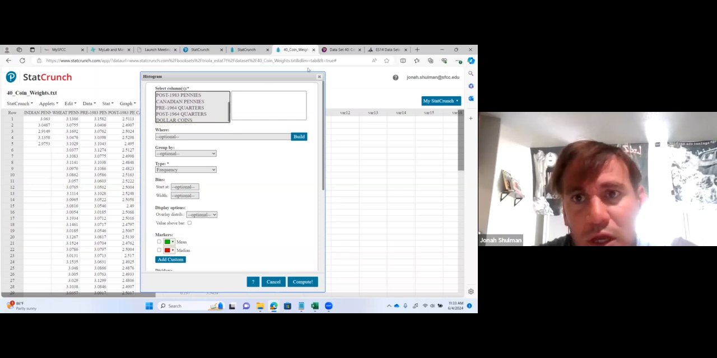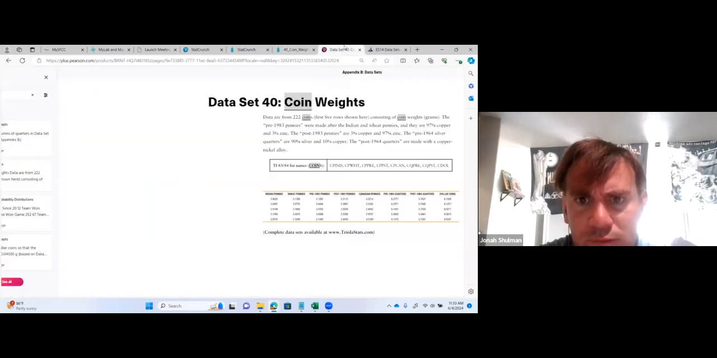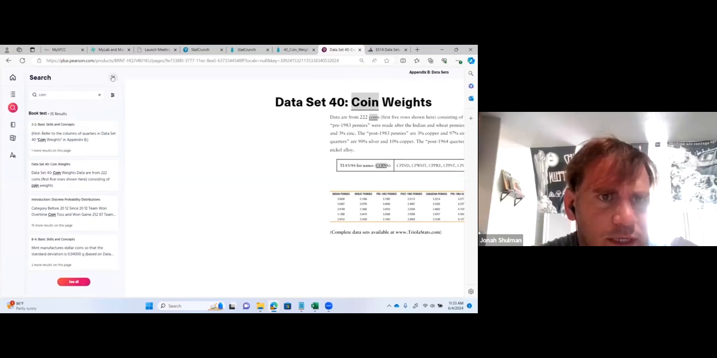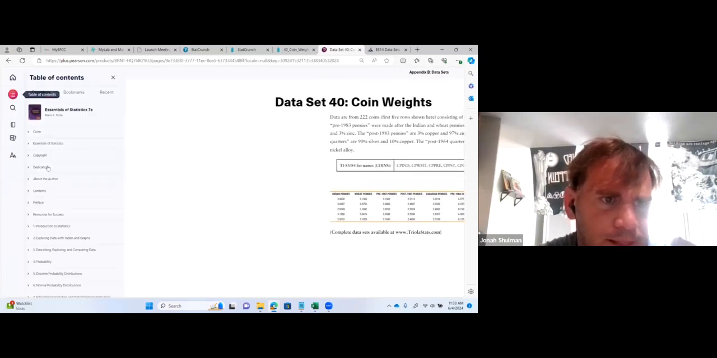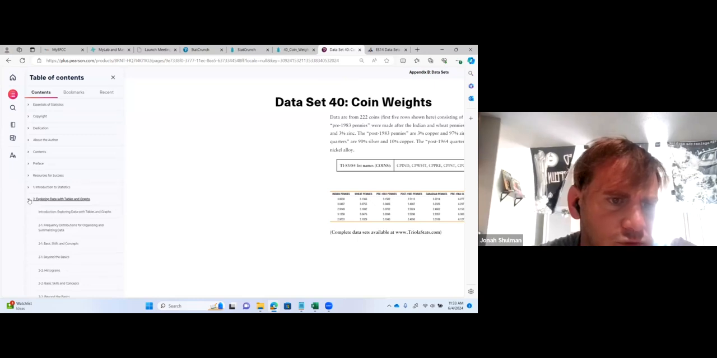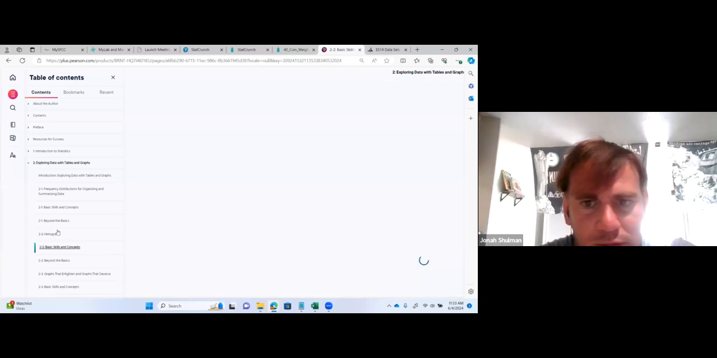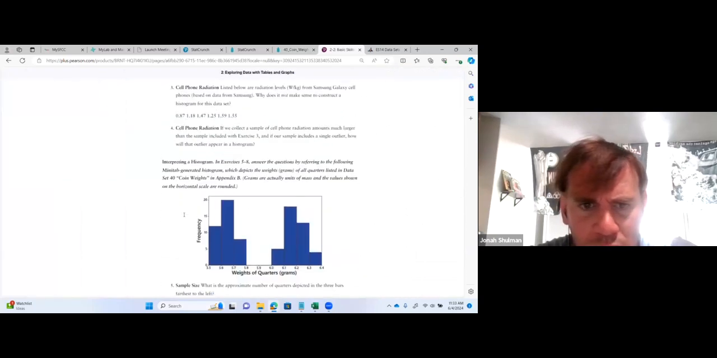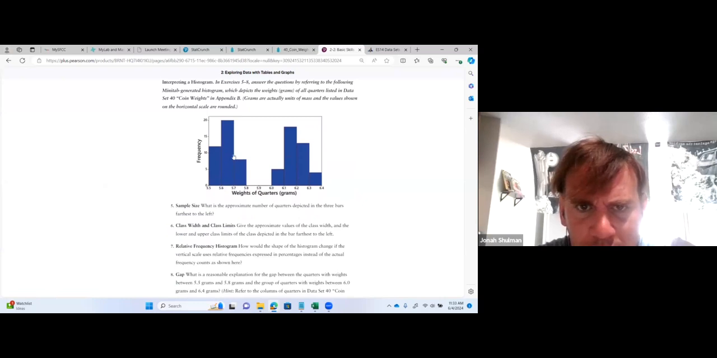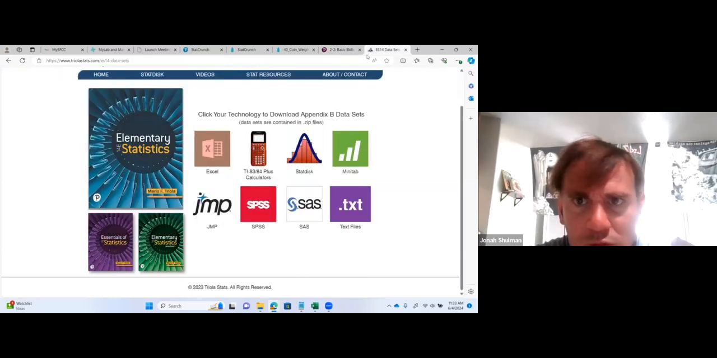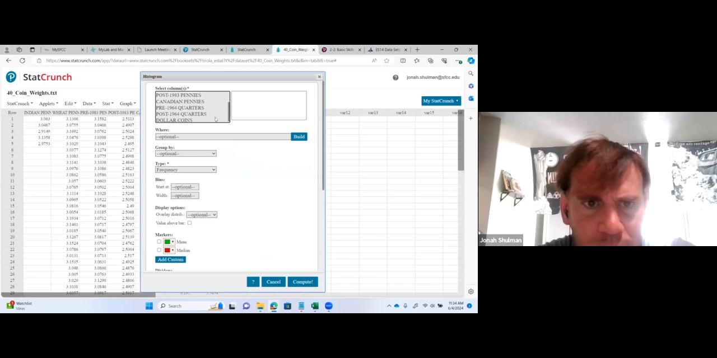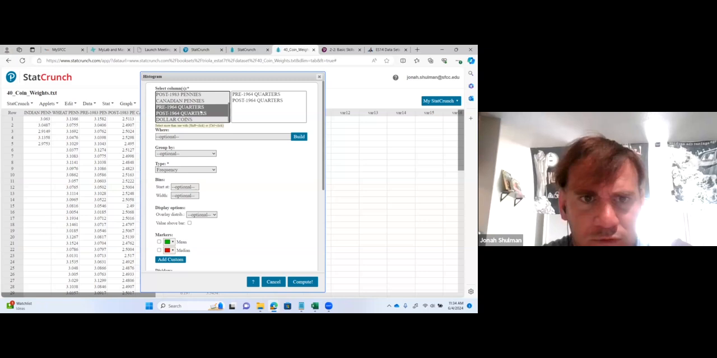Is it pre or post? I honestly don't remember. So I've got to get out of here and go back to 2-2 for histograms, the basic skills and concepts, and we want to do coin weights. It doesn't say which ones they are, so I guess I'm going to use both. Okay, so we're going to do the old quarters and the new quarters. So I have to click shift and have it there.